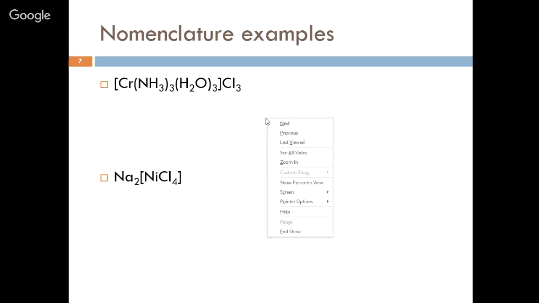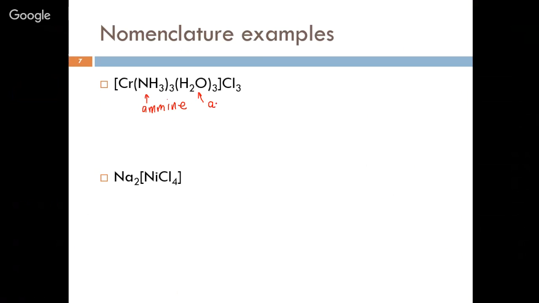I'll have to excuse my terrible writing again, but in this particular context, it just works better than typing the names up there. So in this complex, we have NH3, and NH3 is amine. And we have H2O, which is water, but we call it aqua as a ligand.